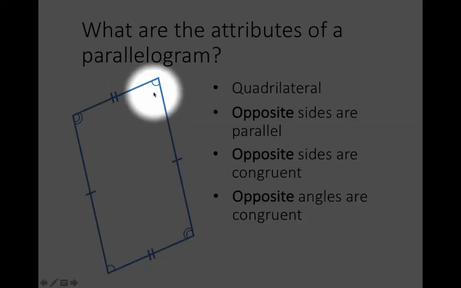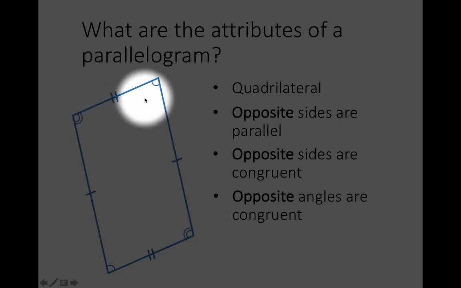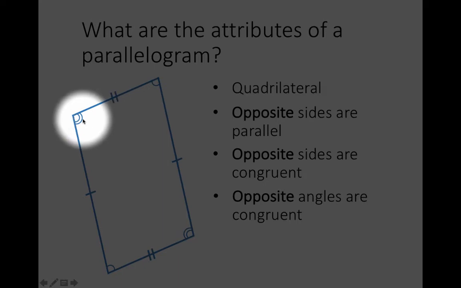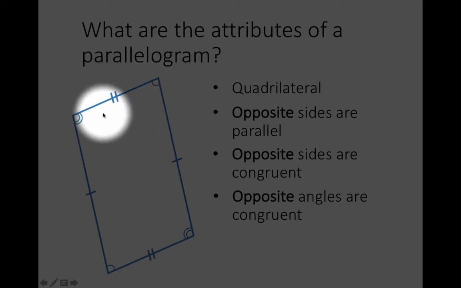We know that this angle and this angle are not congruent. They don't have the same measurement because this angle is marked with a single arc and this angle is marked with a double arc. We call these angles consecutive angles. They're consecutive angles because they're next to or adjacent to each other.